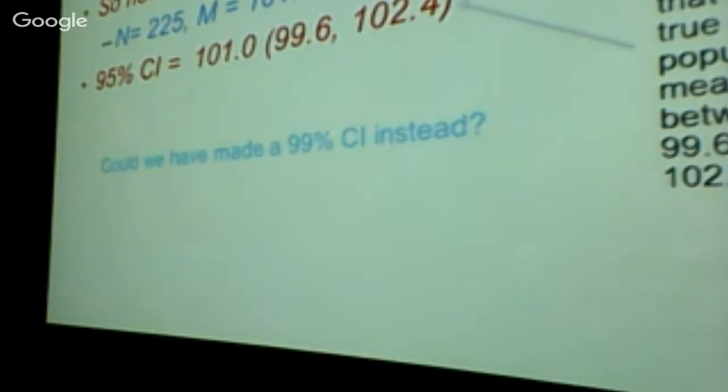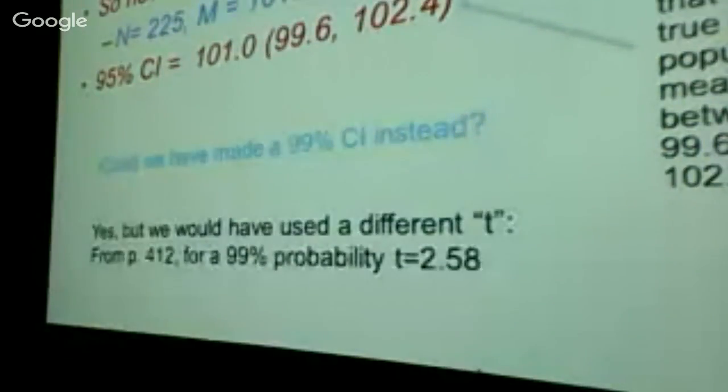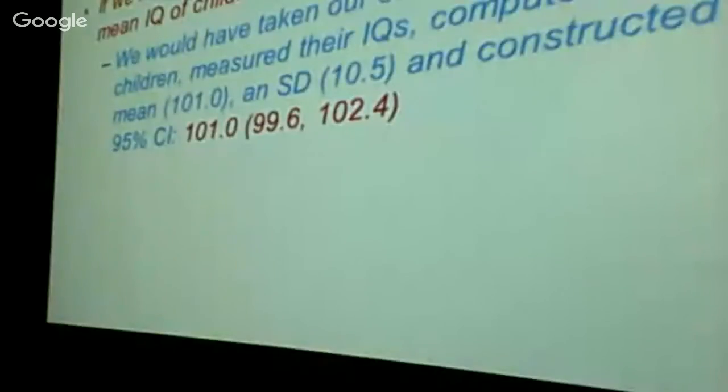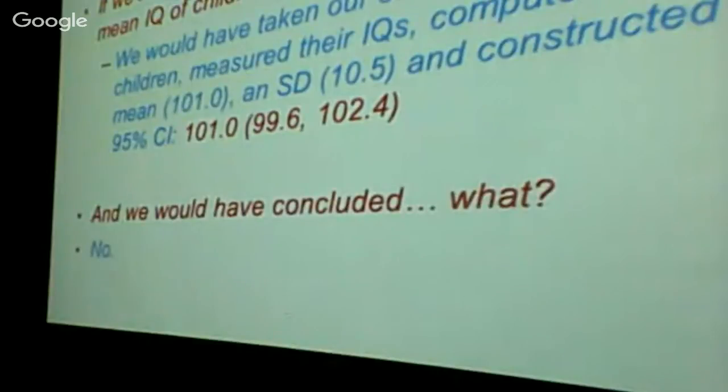Okay. Could I have made this a 99% confidence interval instead? Absolutely, I could have. What I have to do then is look up a different t-value for 99%. And that would have been 0.58. And you can try that at home if you want. In fact, you don't have to because I just did it. So if I'd ask the question, is the mean IQ of children equal to 120? Which is a stupid thing to ask, but let's ask that.